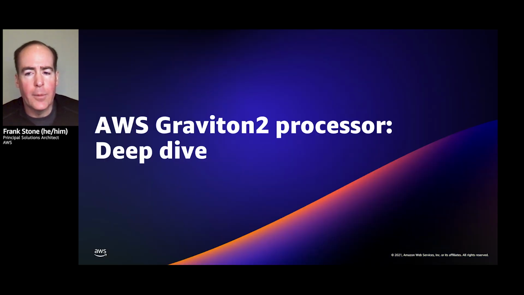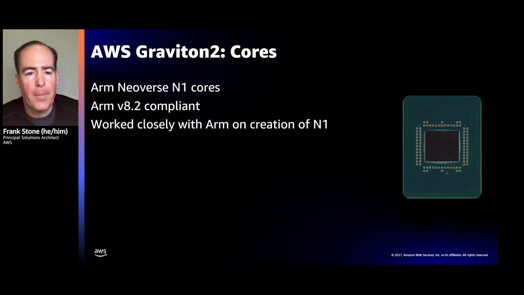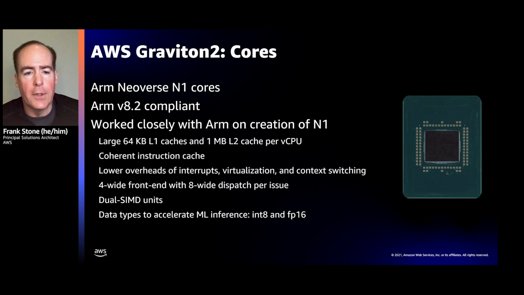Now I'd like to share some of the design decisions we made in the AWS Graviton design to enable the benefits that I've described. I've mentioned the cores, which are ARM Neoverse N1 cores, and we work closely with the ARM team on the creation of those N1 cores, bringing in our learning from running cloud-native workloads in AWS.